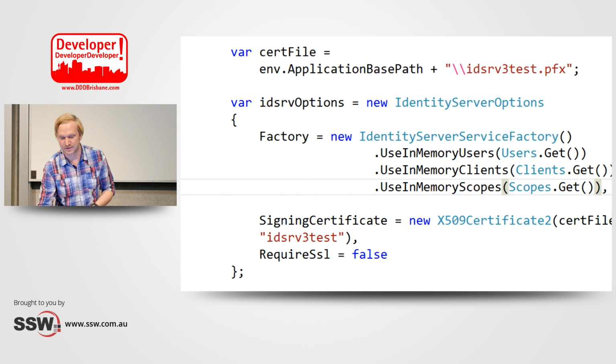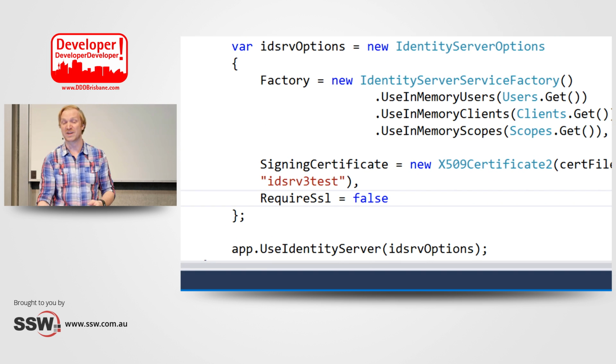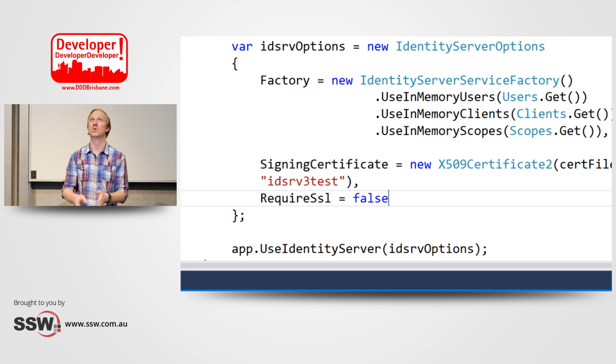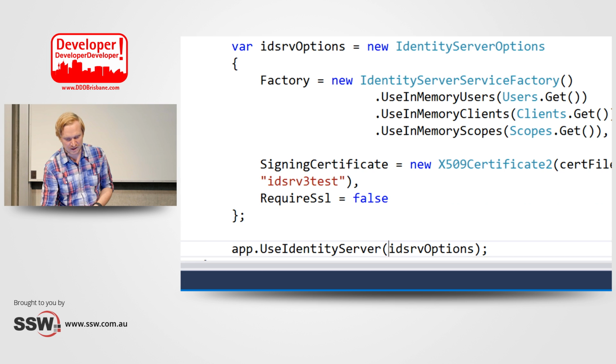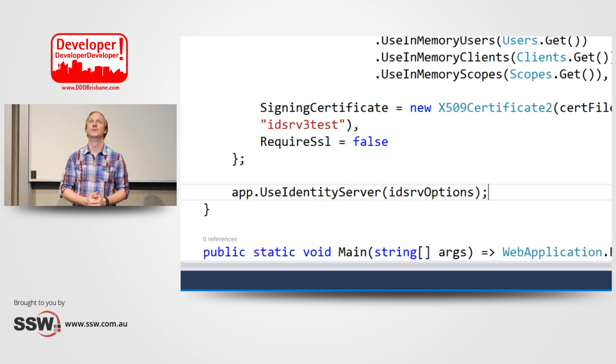And then I'm simply setting this signing certificate up here at the bottom. I'm saying I don't care about whether this is SSL or not, because I'm running this on localhost. And then what's left here at the bottom is that I'm saying I'm going to use Identity Server. So now in this new ASP.NET 5 project, I set up my middleware, or my pipeline, to configure the Identity Server.